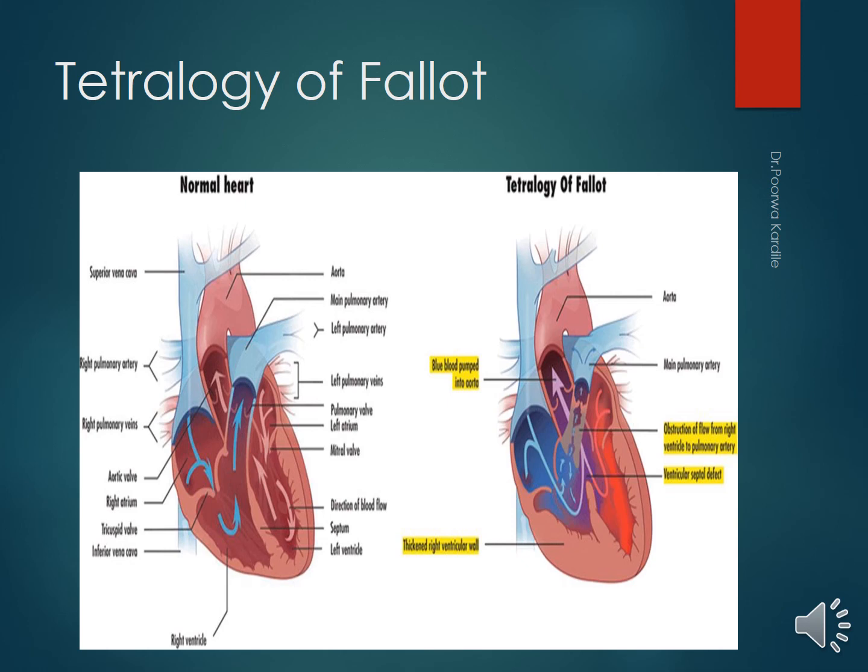Clinical manifestations are, we say, blue baby. They have cyanotic lips and nail beds, and fatigability is there. Then acute hypoxic spells are characterized by shortness of breath, cyanosis, agitation, and loss of consciousness.